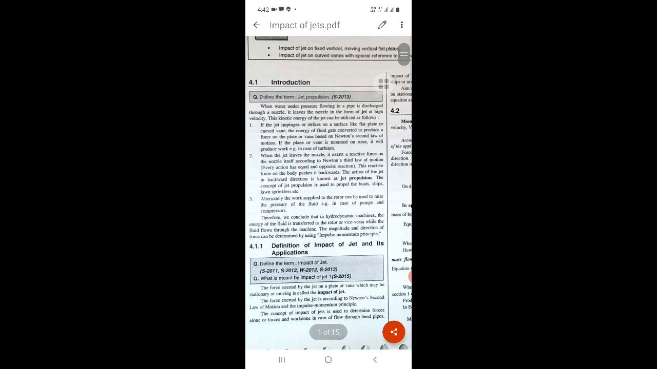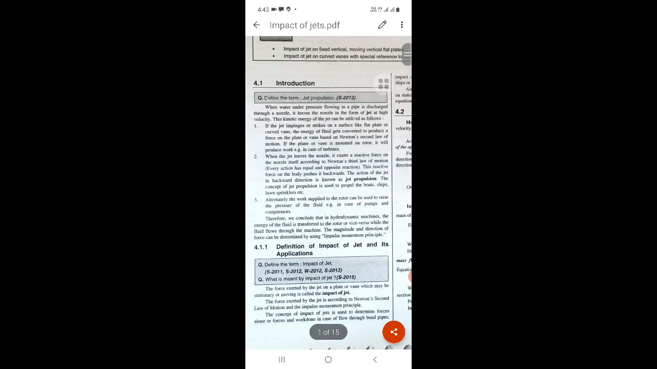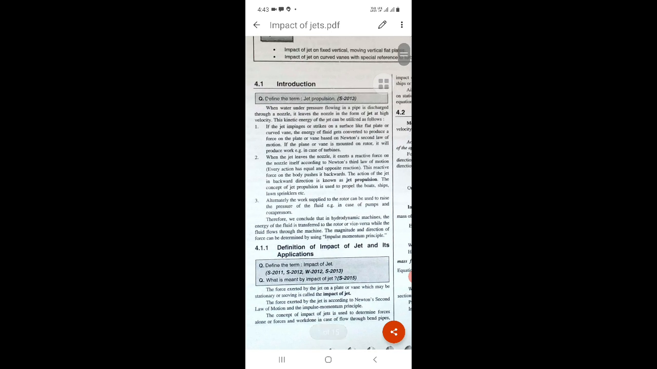The third case is that work supplied by a rotor can be used to raise the pressure of the fluid, as in the case of pumps and compressors. So firstly, write down the definition of jet propulsion.